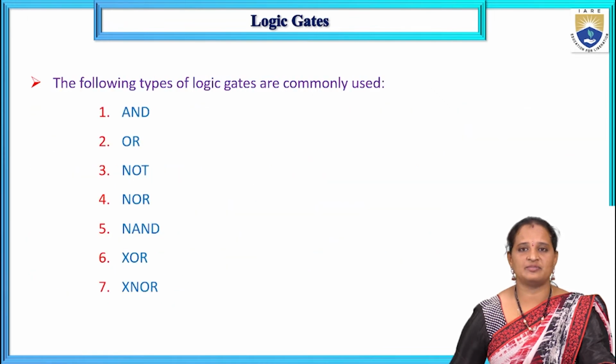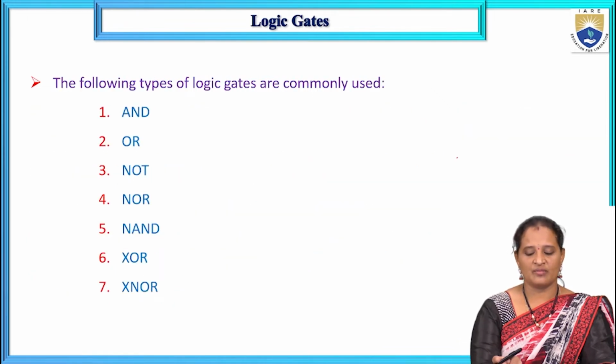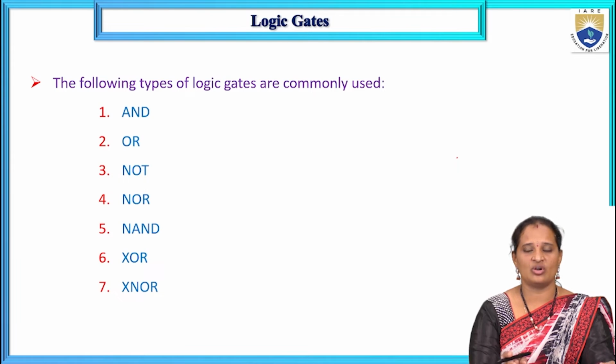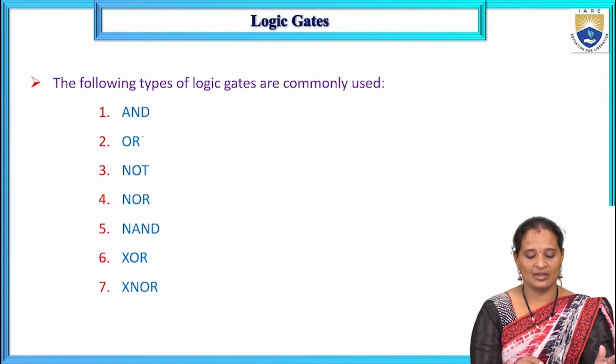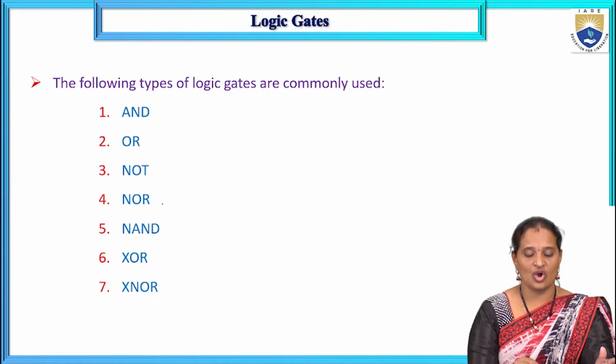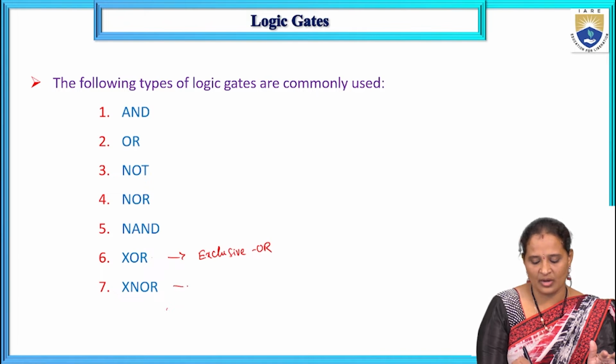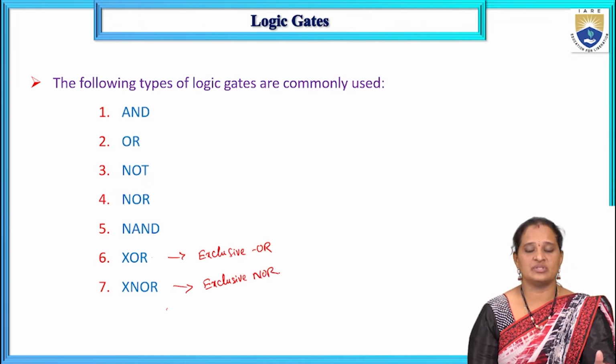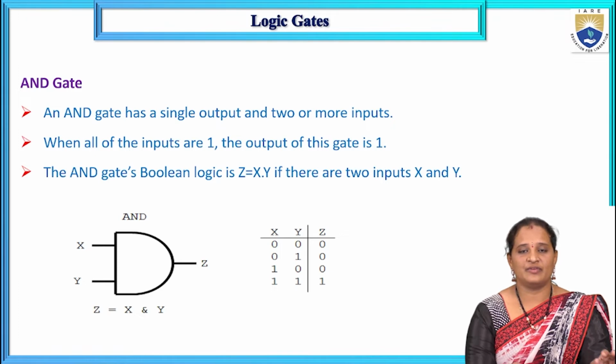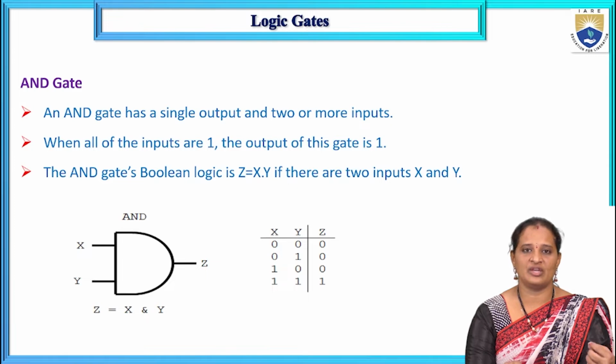We have various types of logic gates. These are the various logic gates which are commonly used: AND gate, OR gate, NOT gate, NOR gate, NAND gate, XOR and XNOR. XOR is also called exclusive OR, and XNOR is also called exclusive NOR. So these are the commonly used logic gates. First of all, we'll see the operation, the symbol and the truth table of each and every gate.